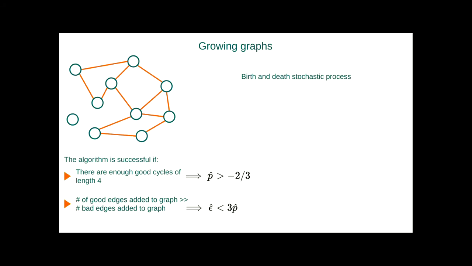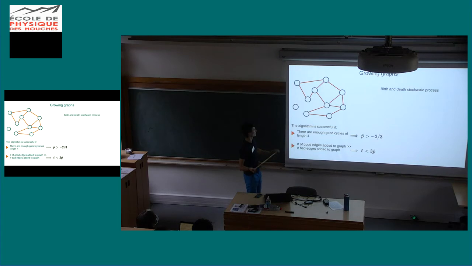And at this point, you want to understand if your algorithm will be successful. When is it successful? Well, the first condition is that there are enough cycles, and this poses a limitation on p hat. In this case, you are adding squares, and p hat must be greater or equal than 2/3. In the general case, where you're adding cycles of length L, p hat must be greater or equal than (L minus 2) over (L minus 1), something like this.